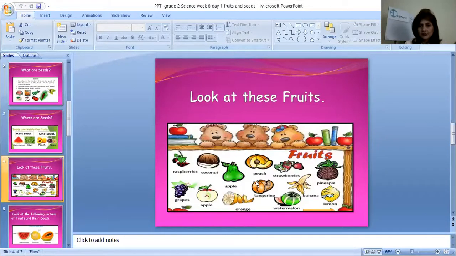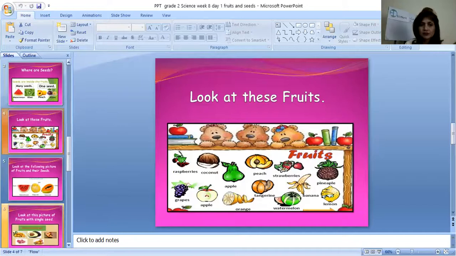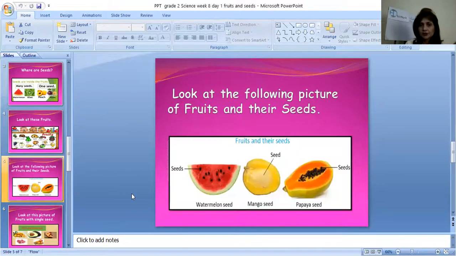Now look at these fruits. Now here you can see a raspberry, coconut, apple, peach, strawberry, pineapple, lemon, banana, watermelon, and there is orange, grapes. So these are different kinds of fruits. Again, look at the picture, fruits and seeds. Now, watermelon with many seeds, mango with only one seed, papaya with many seeds, right?